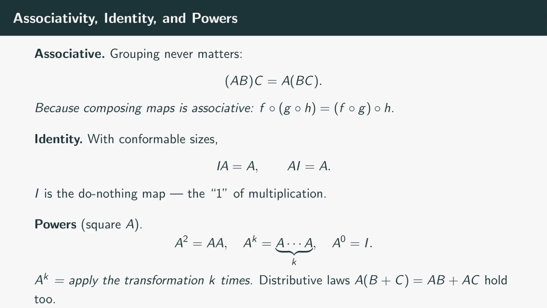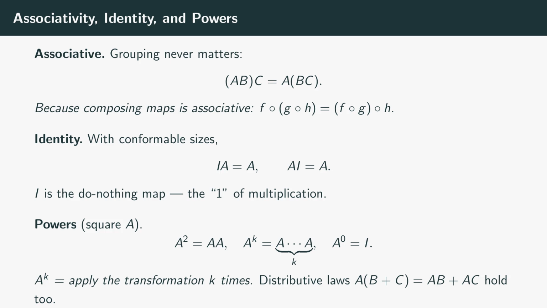The order is lost, but plenty stays nice. First, associativity. When you multiply three matrices, it does not matter how you group them. A times B, that whole thing times C, equals A times the quantity B times C. You may regroup freely, you just may not reorder. The reason is again composition. Chaining functions is associative. Do H, then G, then F, and the grouping of those steps never changes the net effect. Second, the identity. The identity matrix is the do-nothing map, so the identity times A is A, and A times the identity is A. It is the number one of matrix multiplication.